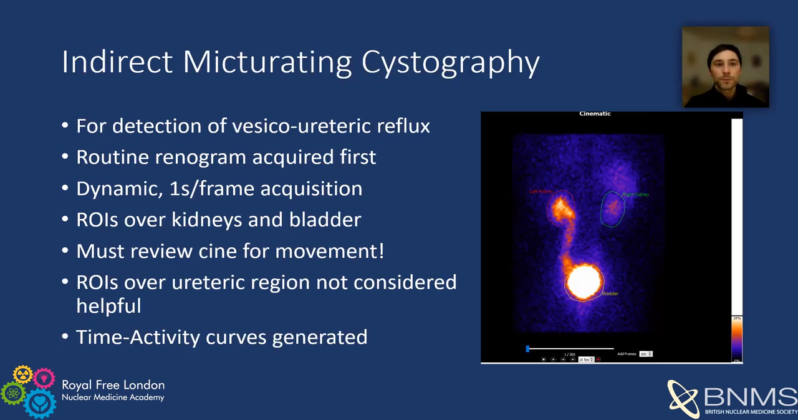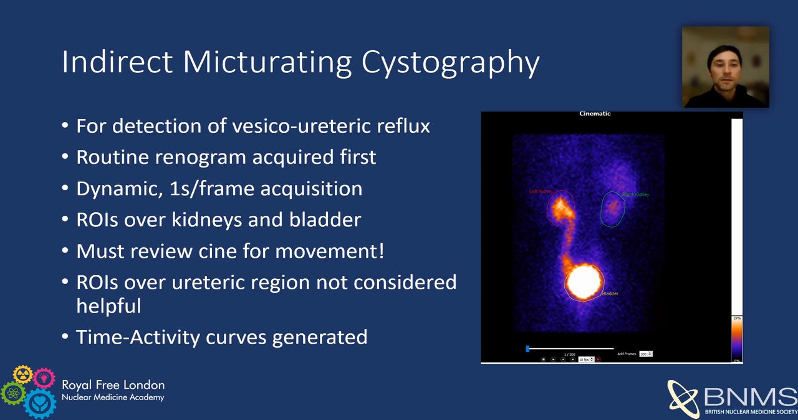I'm just going to touch briefly on indirect micturating cystography. This is used for detecting vesicoureteric reflux. A routine renogram is acquired first and processed normally. The patient then either sits on a commode or can stand if they are male, with their back to the camera, and a set of dynamic images at 1 second per frame is acquired, whilst the patient voids their bladder and stopped when voiding is complete.